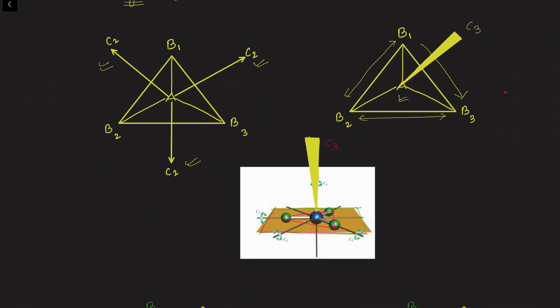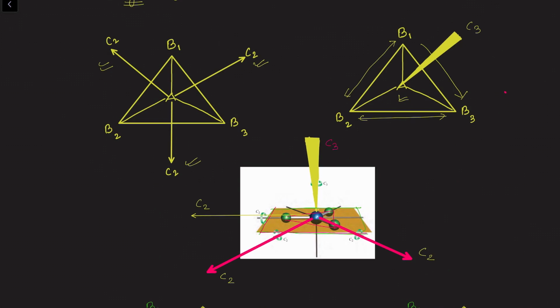Now try to see all the C2 axes present in this molecule. This is one C2 axis, this is another C2 axis, and this is another C2 axis. These are the C2 axes present in the plane of the molecule. Now I can say that everyone is able to visualize both different types of axes of rotation present in this AB3L0 type of molecule.